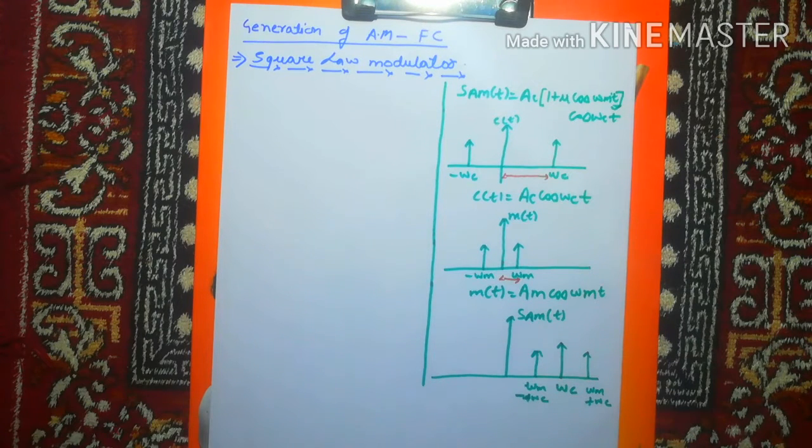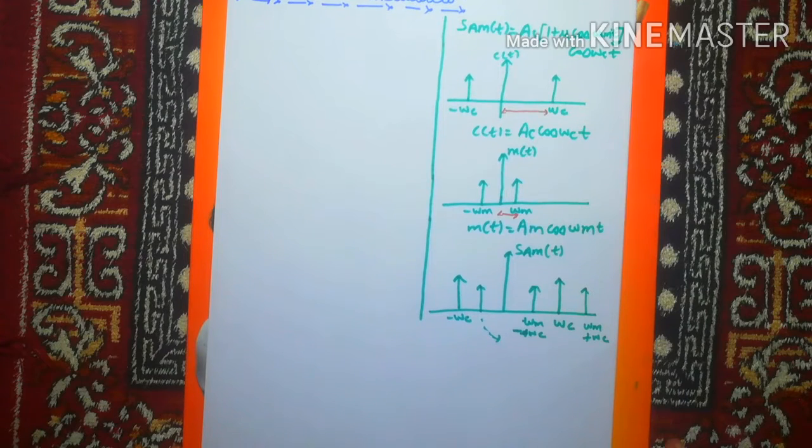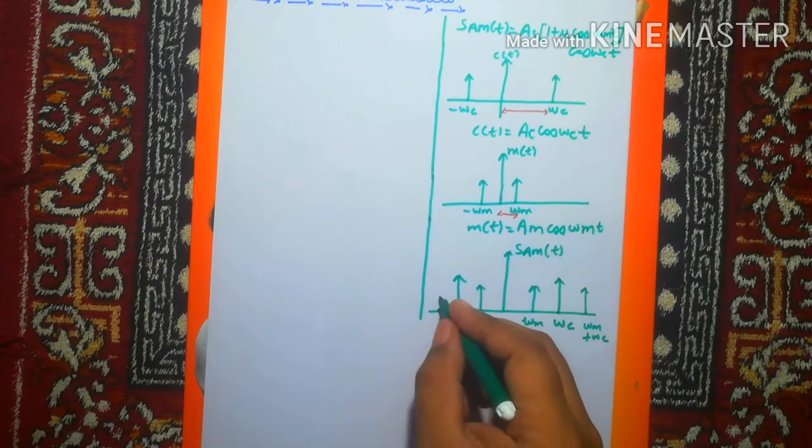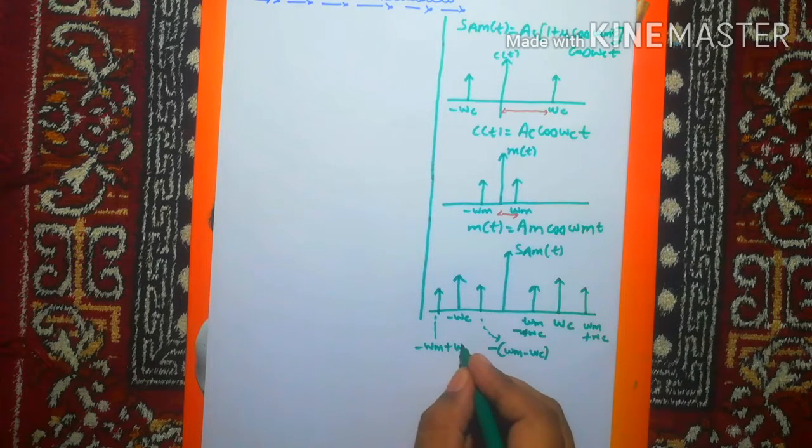I have discussed all these things, how to draw a spectrum, in the past lectures, so you can go there and watch them. Here we have minus omega c, and this is the frequency I am writing here. This is minus of omega m minus omega c, and another frequency term comes out to be minus of omega m plus omega c.